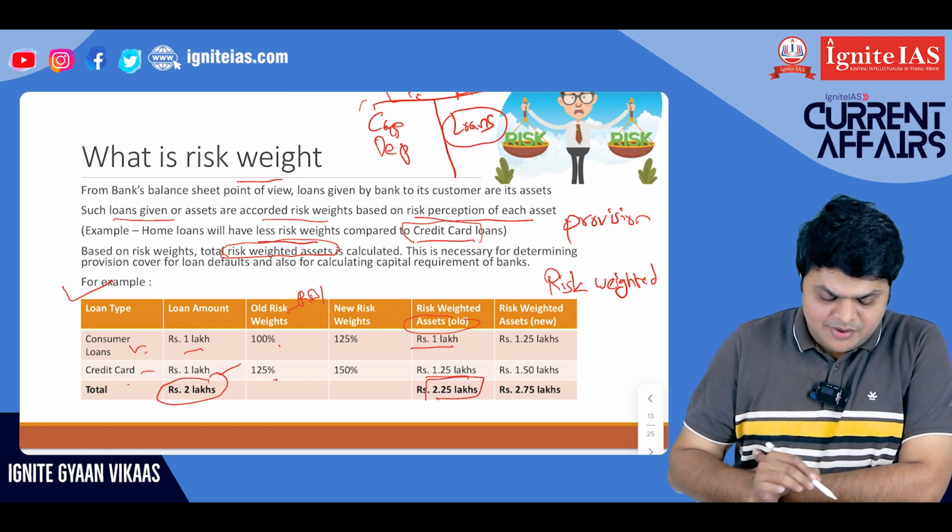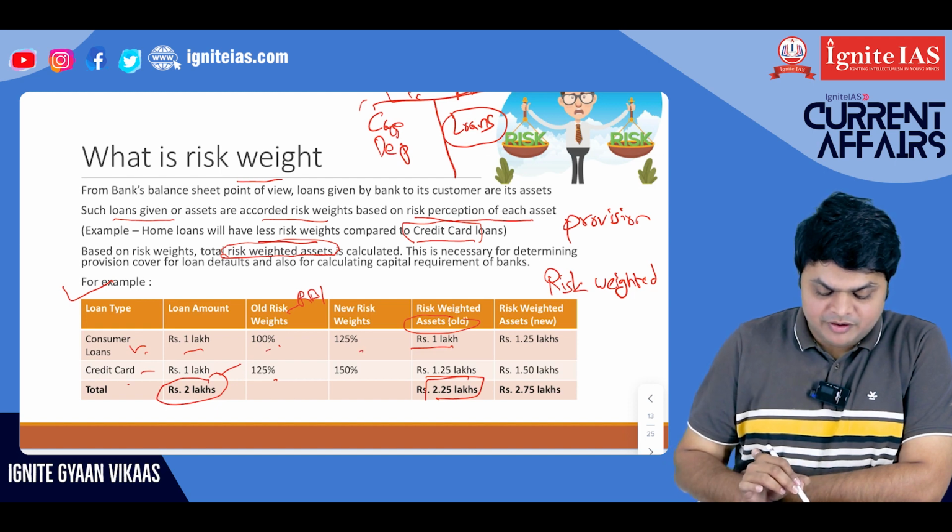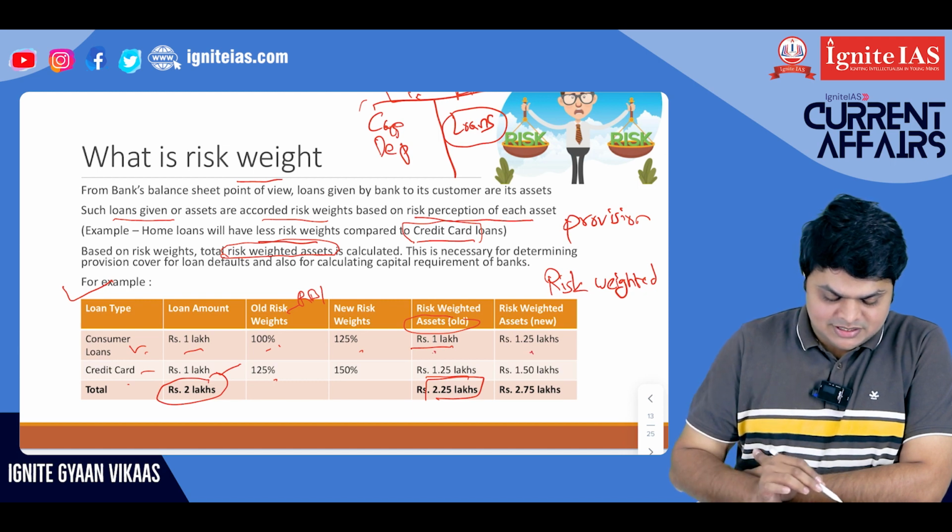Now, the RBI has increased the risk weights of this too. From 100%, it has become 125%. So now risk-weighted assets will increase from 1 lakh to 1.25 lakh. Similarly, for credit card, old risk weights are 125%, new risk weights are 150%.